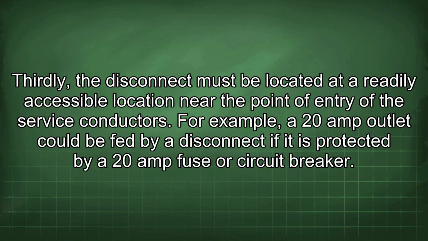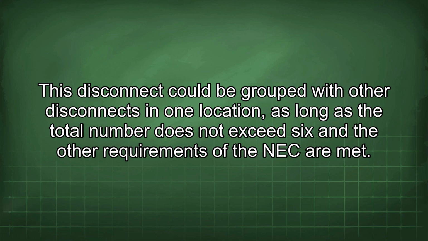For example, a 20 amp outlet could be fed by a disconnect if it is protected by a 20 amp fuse or circuit breaker. This disconnect could be grouped with other disconnects in one location as long as the total number does not exceed 6 and the other requirements of the NEC are met.